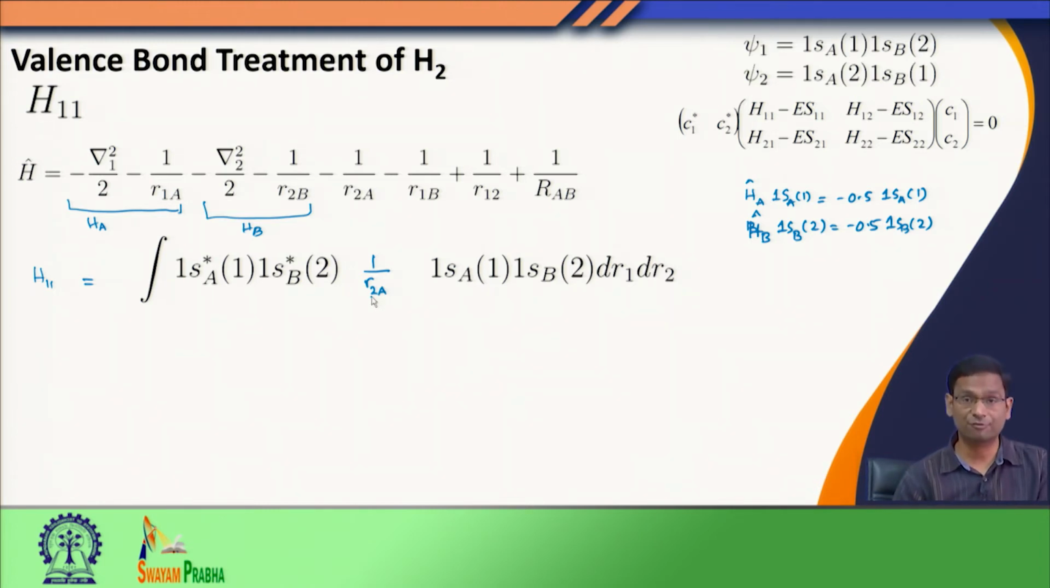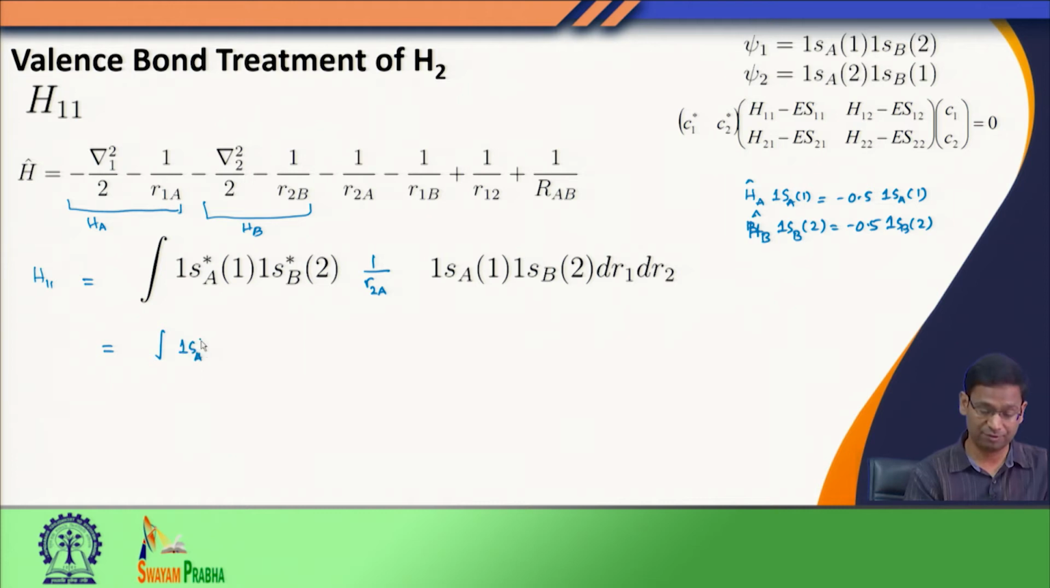Now, since we are working within the Born-Oppenheimer approximation, the nuclei are frozen. So this operator term has dependence only on electron number 2. Now, what we will do is express this integral in terms of electron number 1 and electron number 2 terms. So, let us do that.